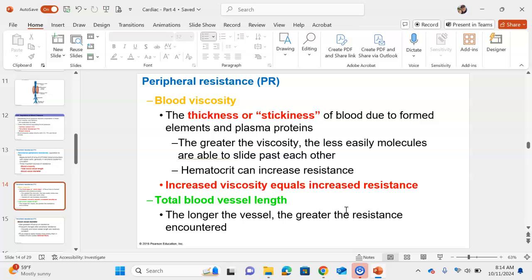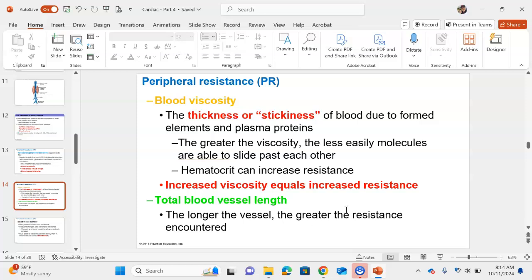So the longer that blood has to travel over a greater distance, that increases friction, increases the amount of resistance that blood has to overcome to move through the vessels, and therefore pressure has to increase just to circulate the blood over a longer distance. Viscosity, you can't change as quickly as other factors, and blood vessel length, you can't change as rapidly as other factors. So these two take time to manipulate.